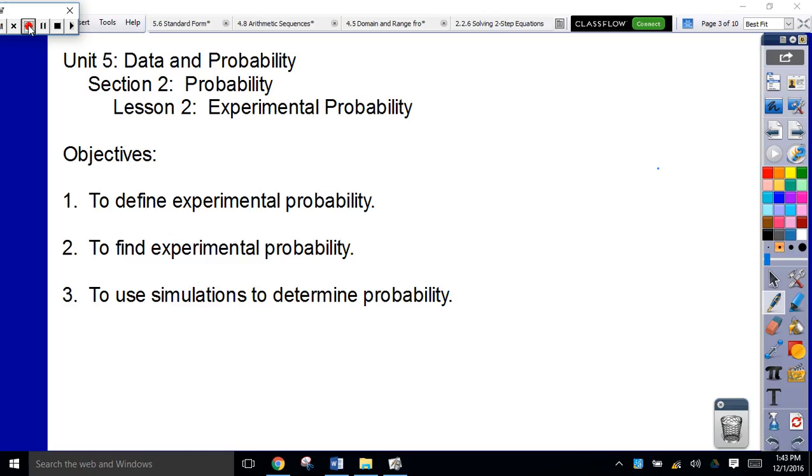We also probably won't do number 3 today, where we use simulations to determine probability. We'll probably save number 3 for another day.